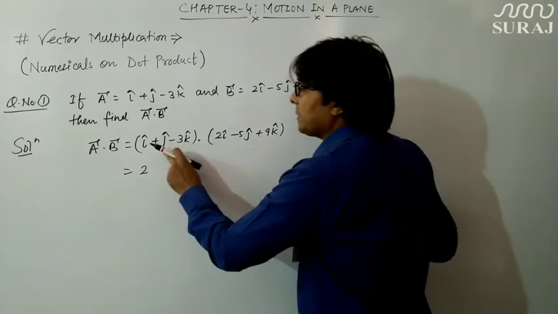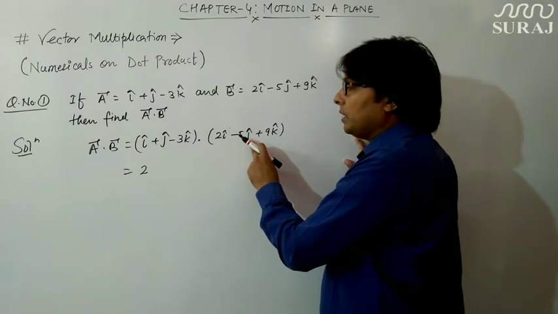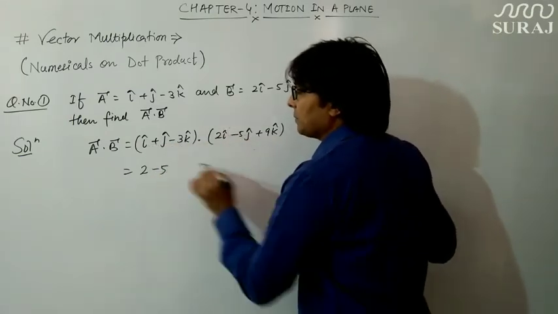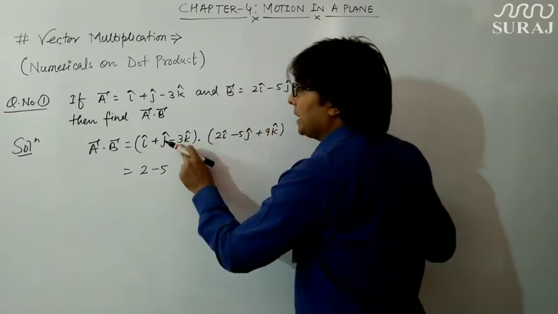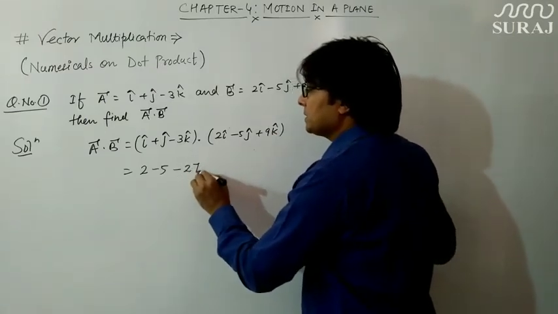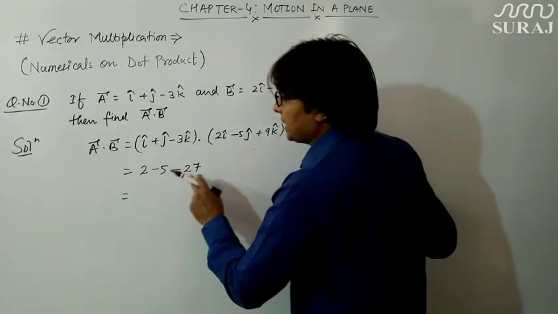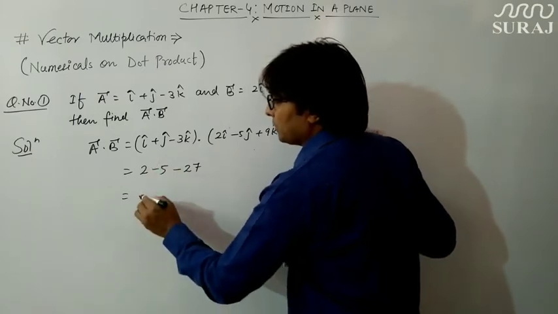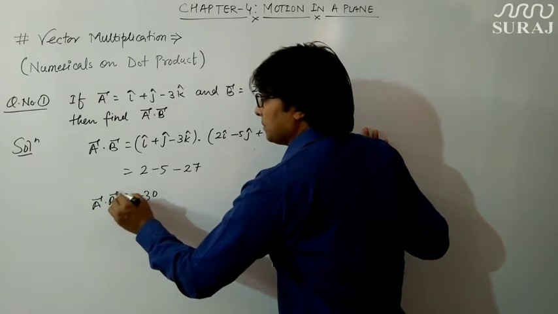Okay, j cap with minus 5j cap, so j cap dot j cap will become 1, but 1 into minus 5 will give minus 5. Similarly, k cap dot k cap will become 1, and minus 3 multiplied by plus 9 will give minus 27. So how much is it? You can say this will be 25 and minus 5, so minus 30. A vector dot b vector is minus 30.